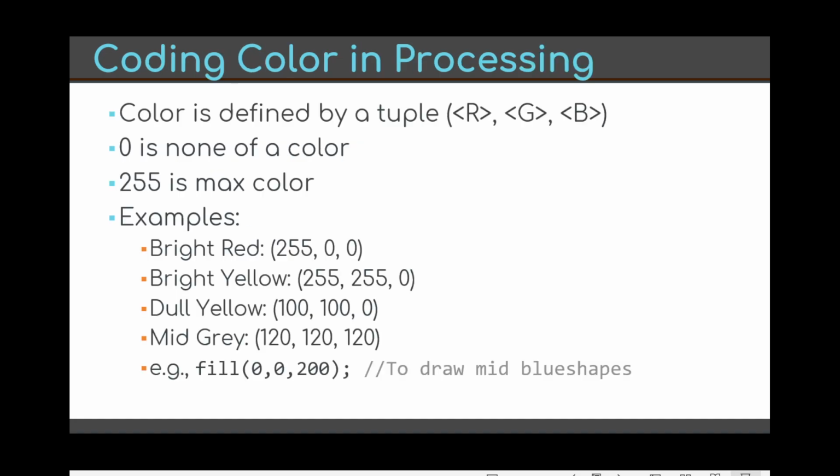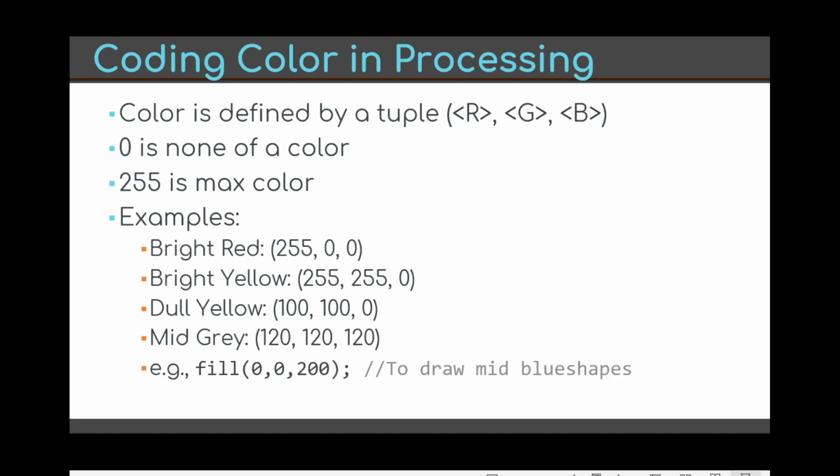Now, coding color and Processing. As we talked about, color is defined by a tuple, which means just a set of things. Three: red, green, and blue. 0 is none of the color, since we're using an additive color scheme, and 255 is as much color in that area as we can place in. So some examples here. Bright red is 255, 0, 0.